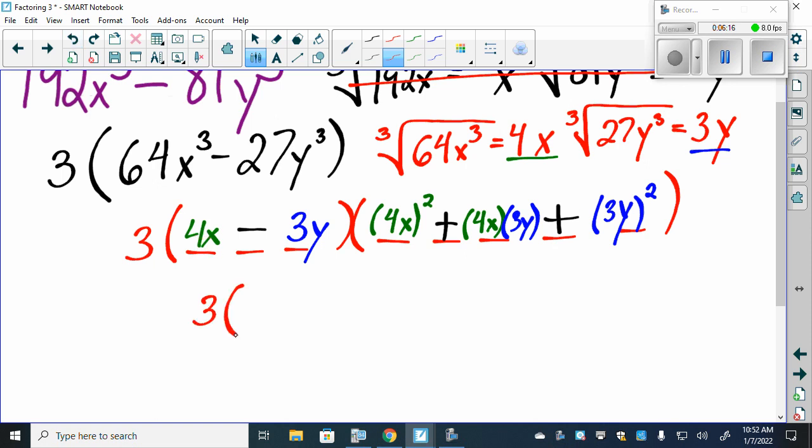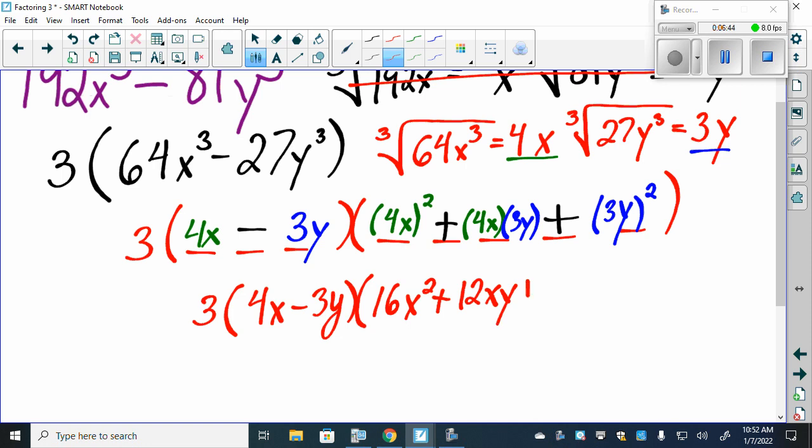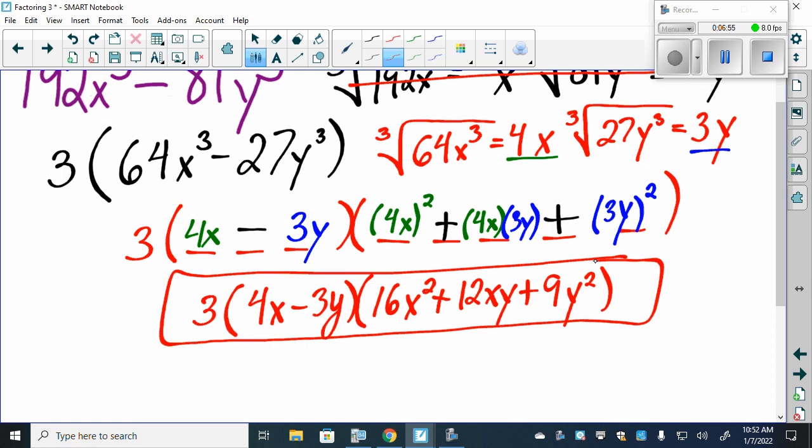So when we simplify this here, we'd have 3 times 4x minus 3y. Now our 4x squared will simplify to 16x squared, because our 4 squared would be 16, and x squared is, well, just x squared. In the middle, we're going to have 4x times 3y. Well, 4 times 3 is 12, and then we would have xy plus 3 squared is 9, and y squared is just, well, y squared. And that's it.